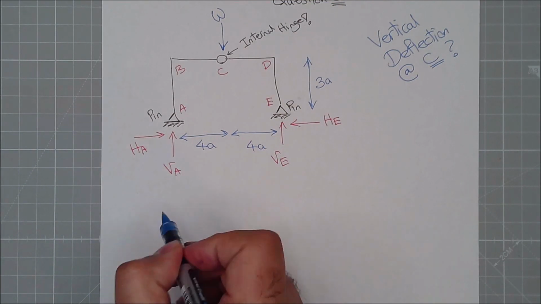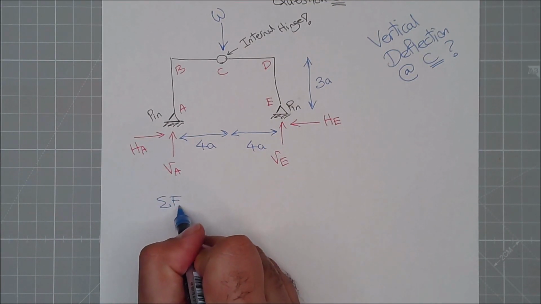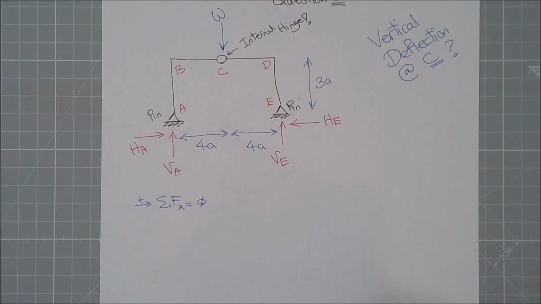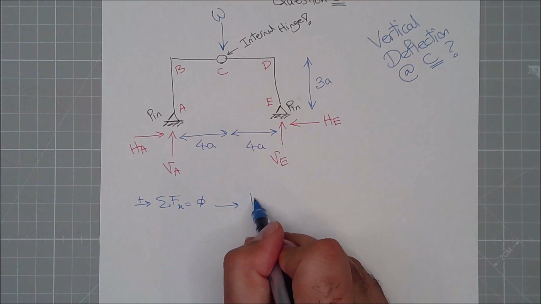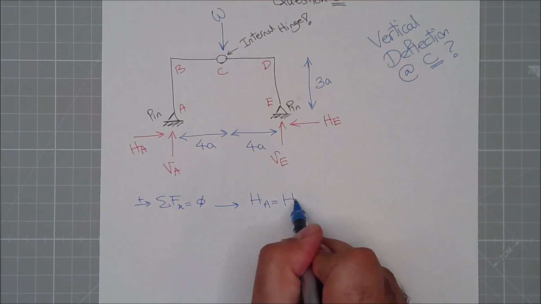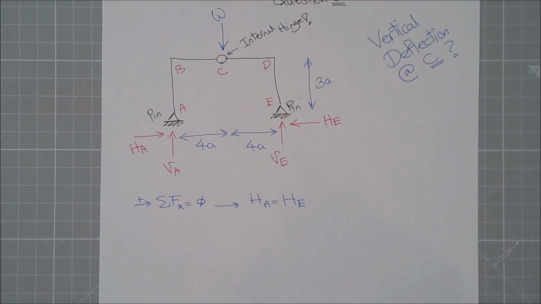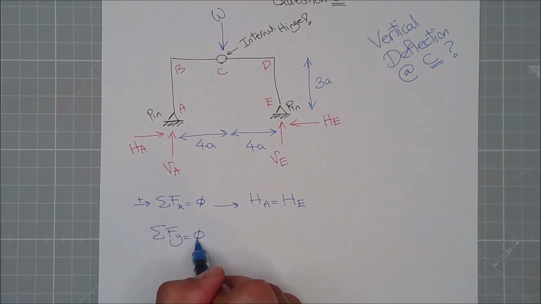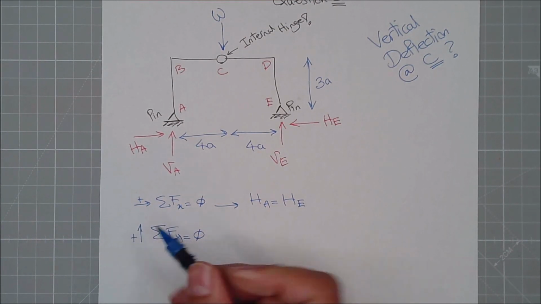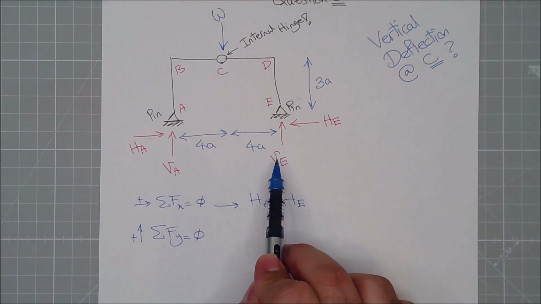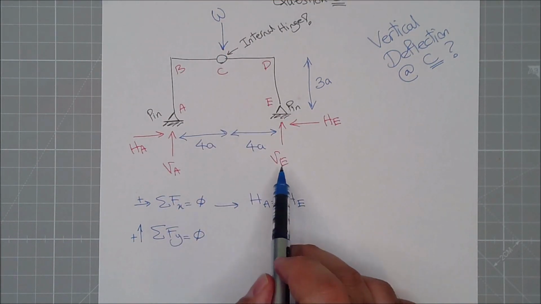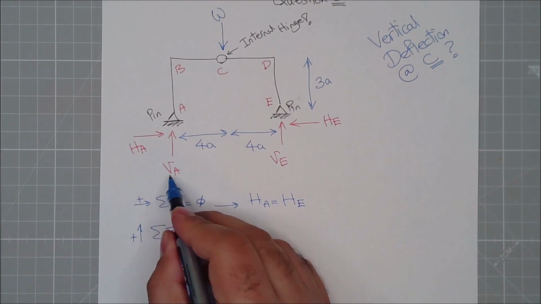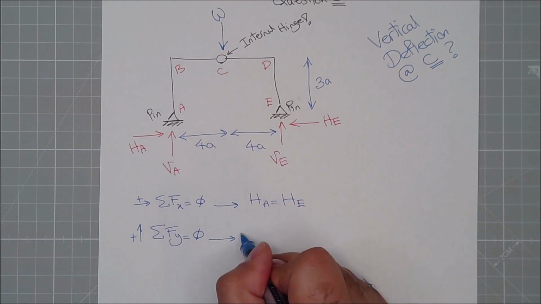So let's start. Summation of all forces in X direction equals 0, taking this direction as positive. This concludes that HA is equal to HE. Okay, so far so good. Summation of all forces in Y direction equals 0, going upward. So I have this guy, and this guy. So I can say the summation of these two equals this. VA plus VE is equal to W.